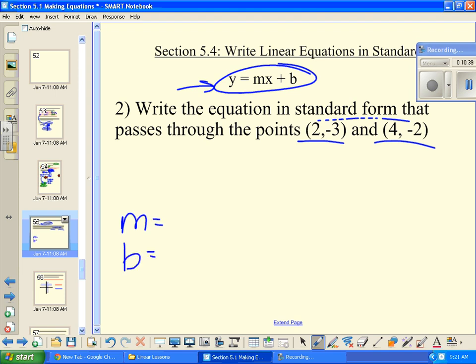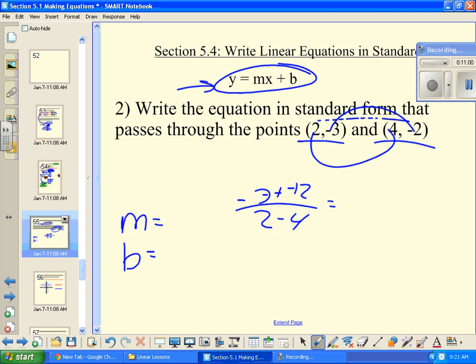So I'm going to make one equation in slope-intercept form. I'm going to find m and b. Again, in this problem, just like the first one, they don't give me the slope or the y-intercept. So I've got to find the slope by doing the subtraction. -3 minus -2 and 2 minus 4.